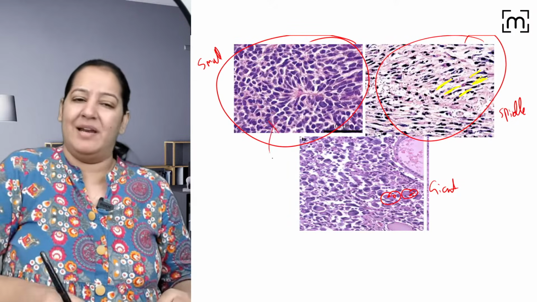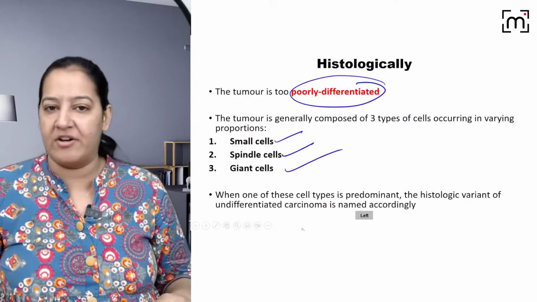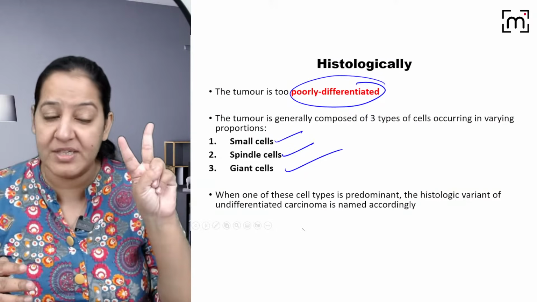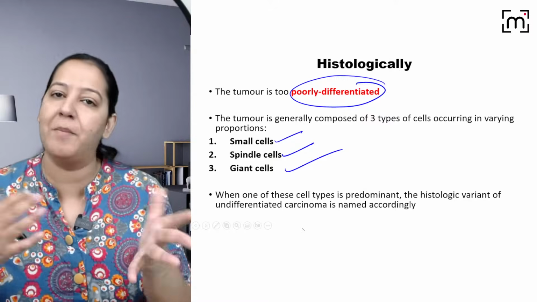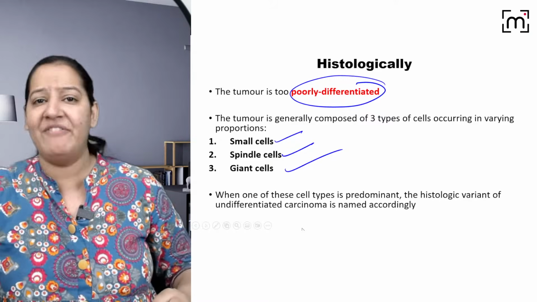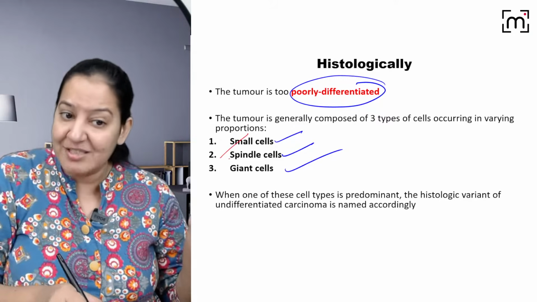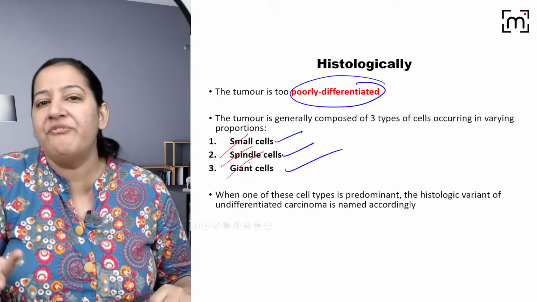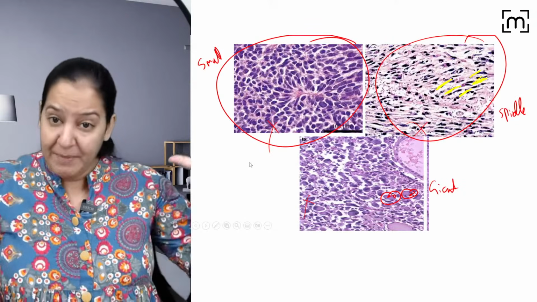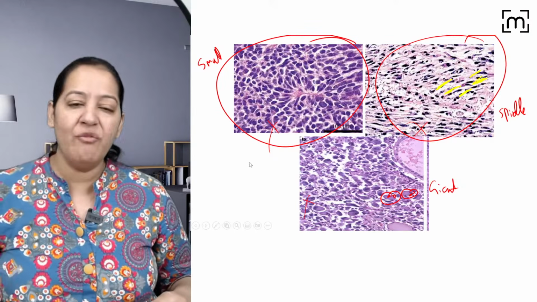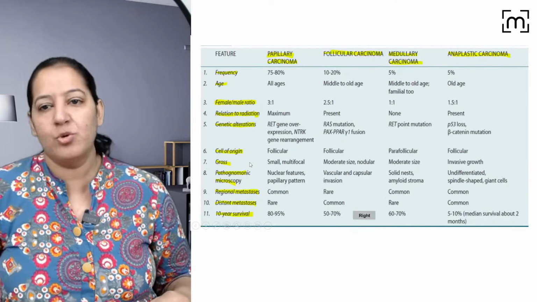So don't learn the three patterns, don't learn the diagram. This will not come in the second Prof university exam to draw the diagram, because there is no hallmark in that. So it has multiple variants, right? Small cell variant, spindle cell variant, giant cell variant. There is no fixed pattern. Anything can occur. The mixture can also occur, right? So there is no fixed pattern, I must tell you.